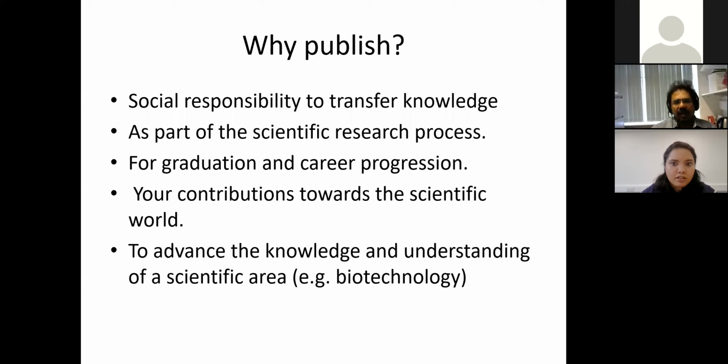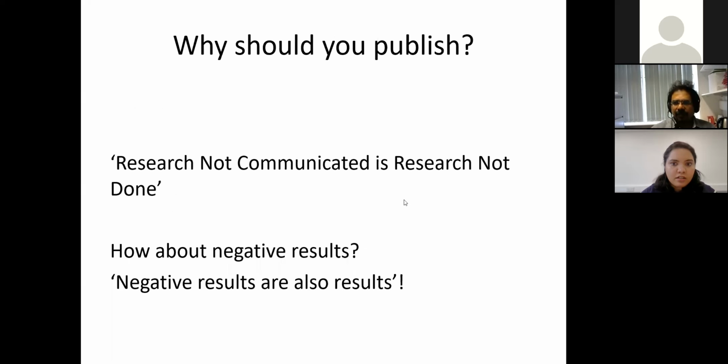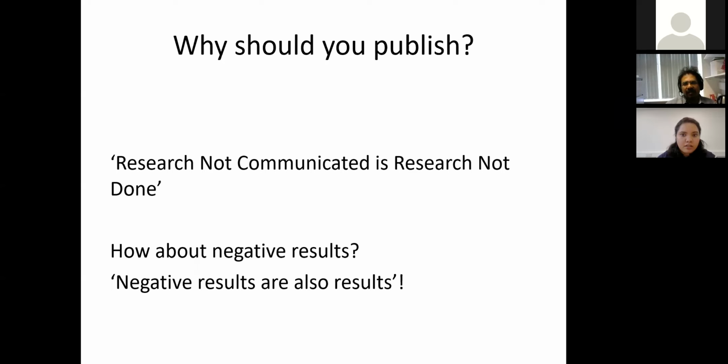Look at any type of area, biotechnology, nanotechnology, cell biology. How do we create knowledge? By publishing work and then contributing that to the knowledge area. That is how you develop knowledge. So it's a part of our social responsibility. And a very important point, if you have a pen and pencil, write it down. Research not communicated is equal to research not done. If you don't communicate your research to the public, they wouldn't know about it. So it's very, very important to publish your research.